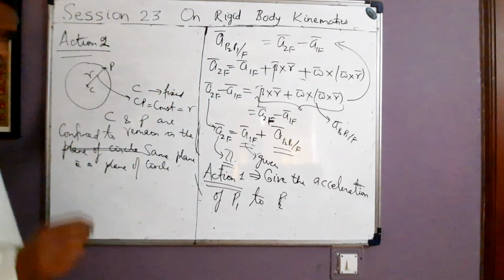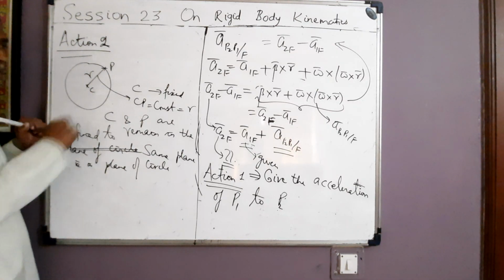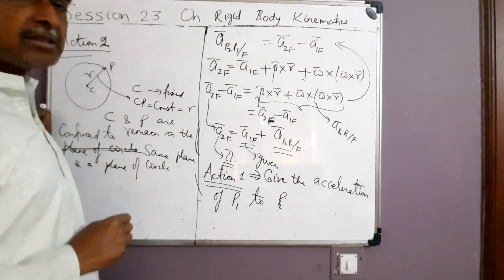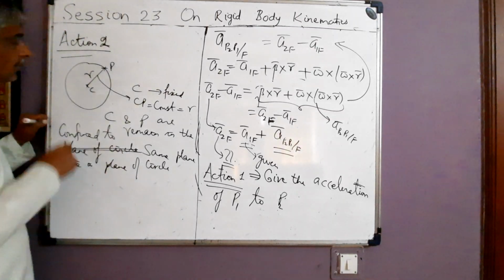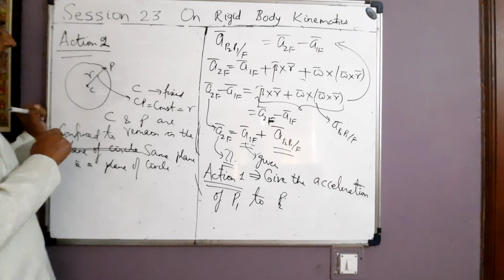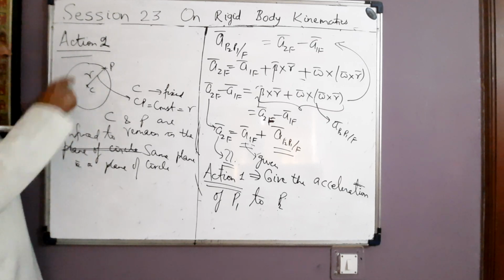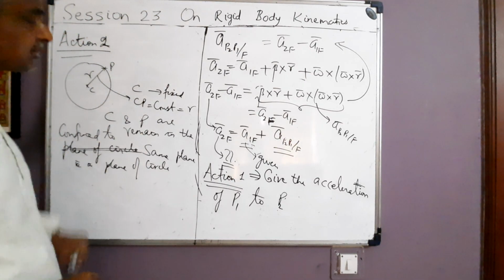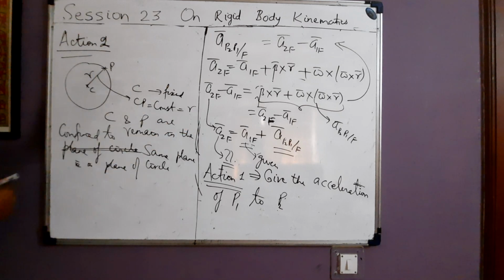I'll just repeat it once again. If P moves in a circle with C as center, C is fixed, CP is constant, and C and P are confined to remain in the same plane, that is, the plane of the circle. Conversely, if C is fixed, CP is constant, and P moves such that C and P always lie in the same plane, then P moves in a circle with center at C. Now this concept we apply in this case.